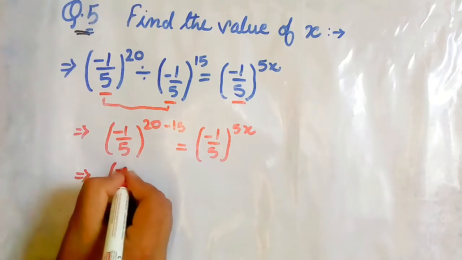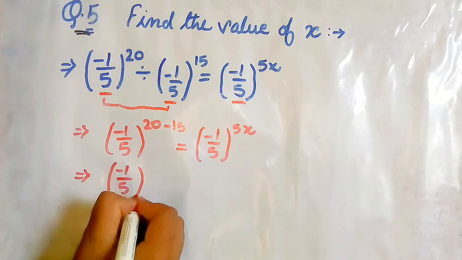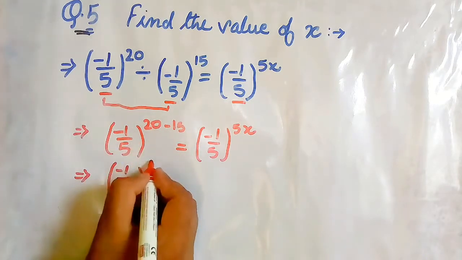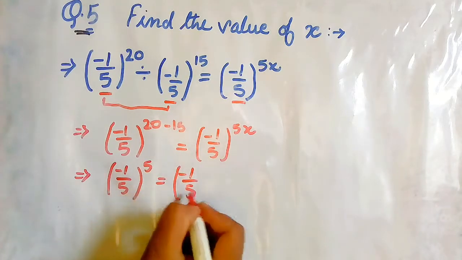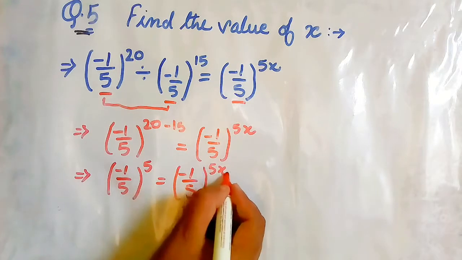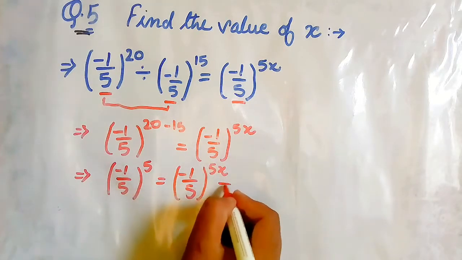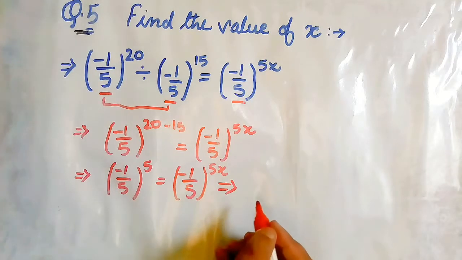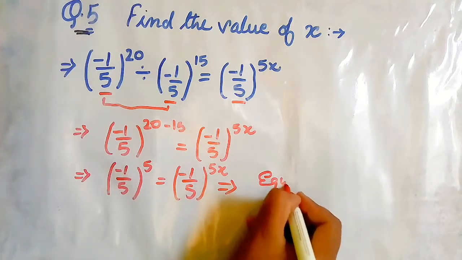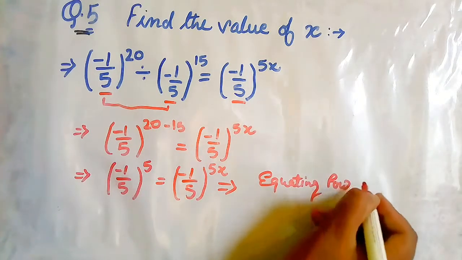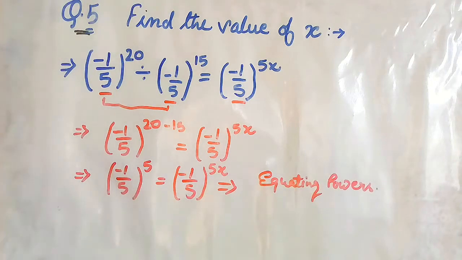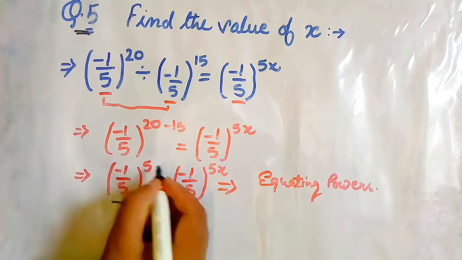Now simplify the left hand side. (-1/5)^(20-15) will be (-1/5)^5 equals (-1/5)^(5x). The bases are the same. Now equate the powers again. Now remember one thing, when you are equating powers you don't have to write the bases, you have to write only the powers in the form of equal to, but remember the bases must be the same first of all.